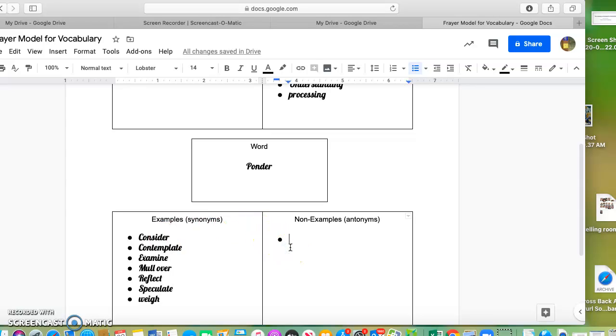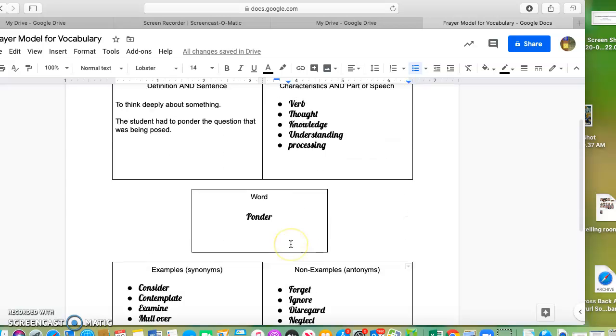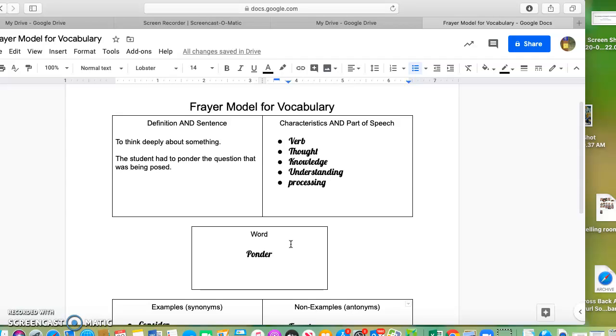And finally over here we have antonyms or non-examples of the word ponder. If you come up with other things that are non-examples of pondering, feel free to add them. So maybe forget or ignore, maybe disregard, neglect, agree, and discard. So that is the Frayer model for vocabulary.